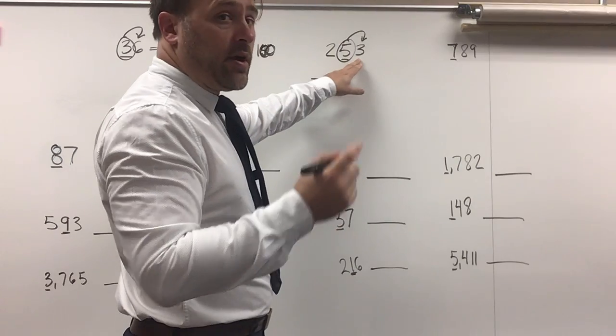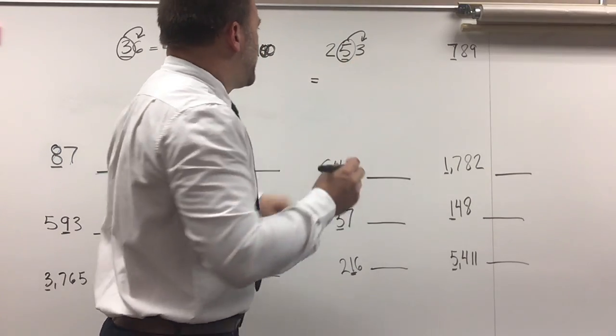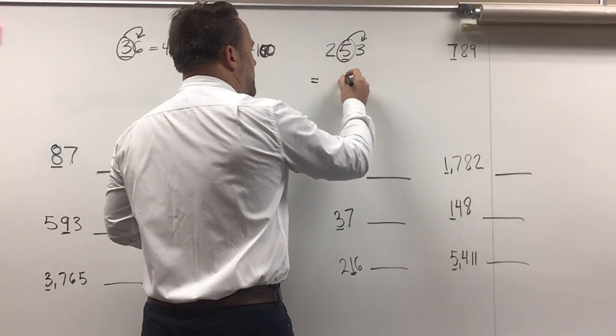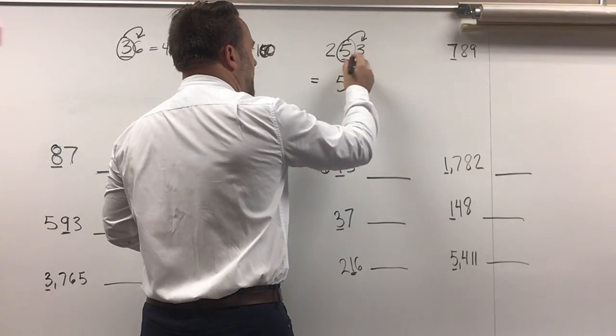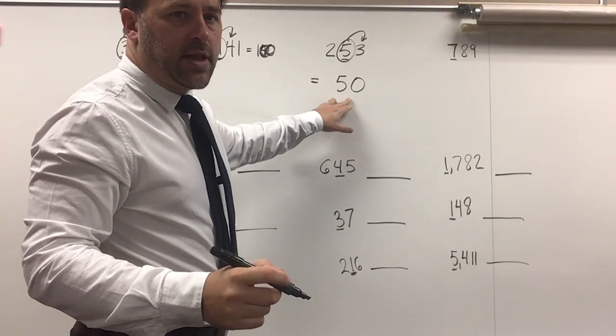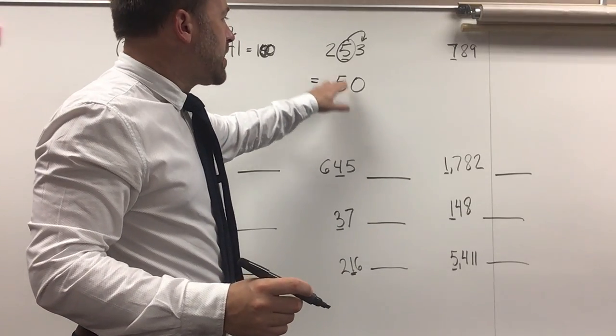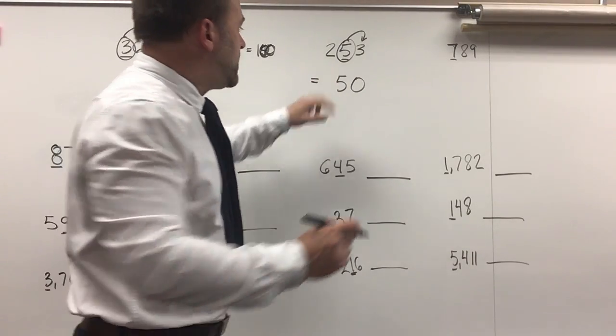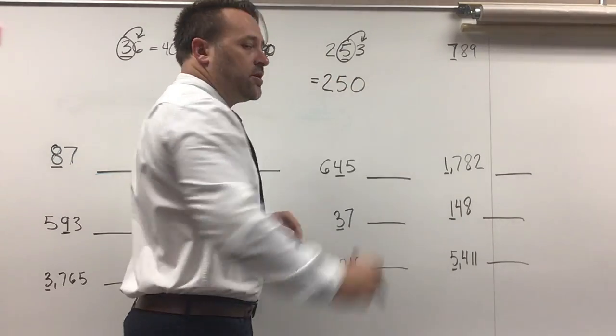If that was a 5 there, yeah, we'd bump it up, but we don't have that. So we're going to round this down. The 5 is going to stay the same. Everything behind it becomes a 0. Is that my answer? Does that look good to you? No, can't forget, we're at 253, so our answer is going to be 250.